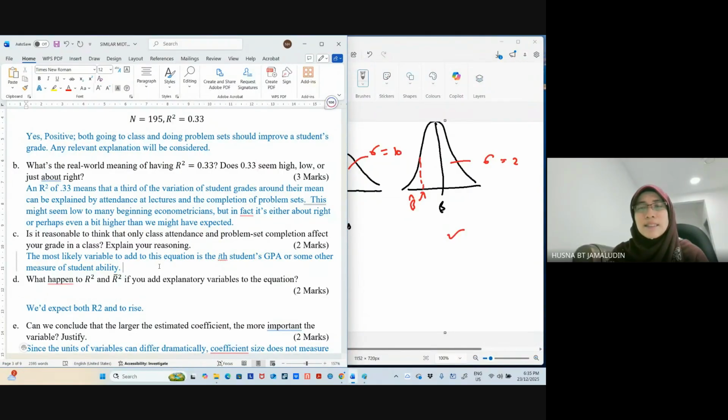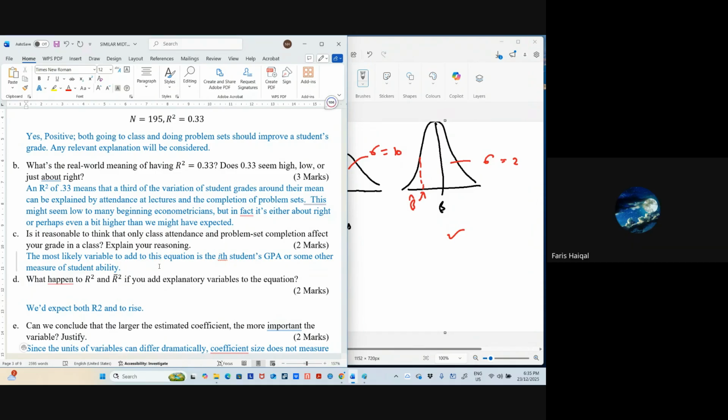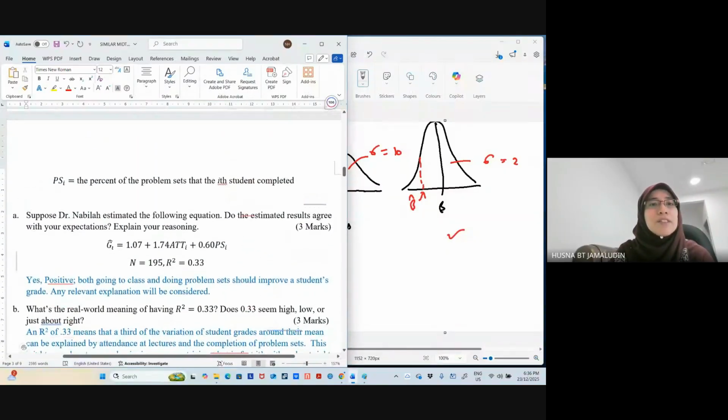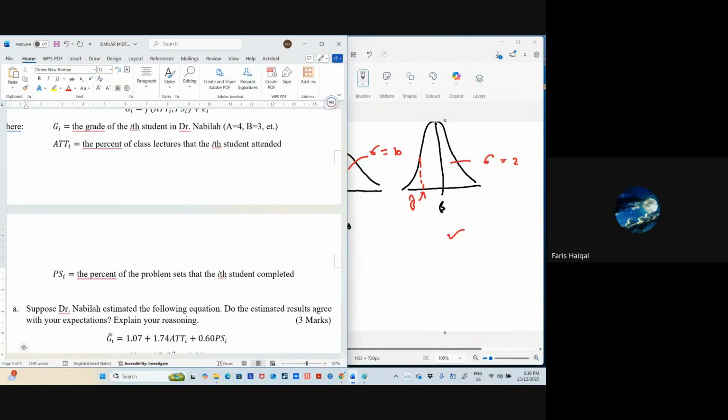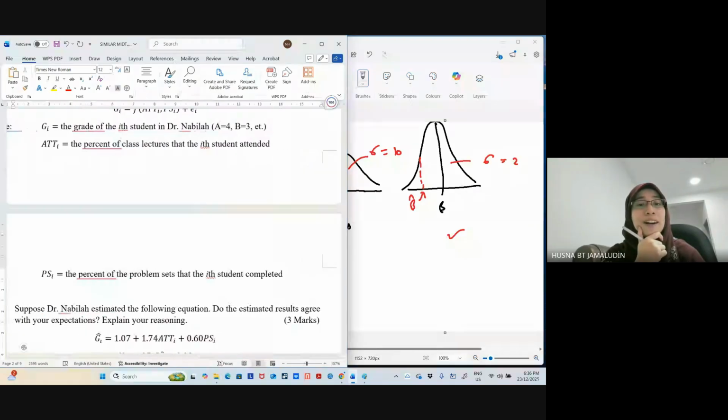Can you go up a bit so we can see the previous variables? The previous variables are just your attendance and the problem sets that you have completed. Only two. No more that can affect your CGPA? A few more. What is it? At least you have to give one. Gender.